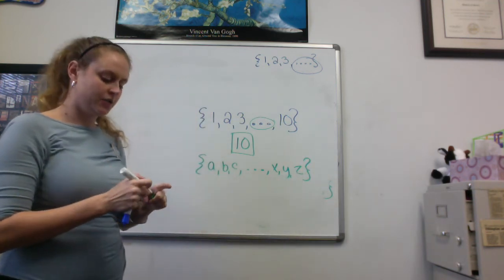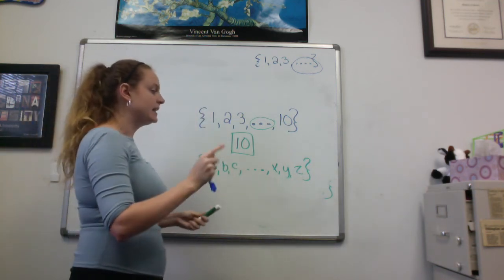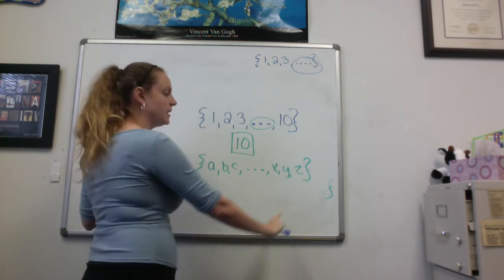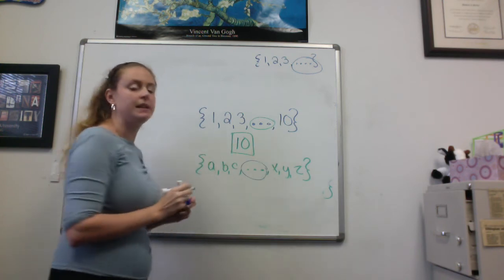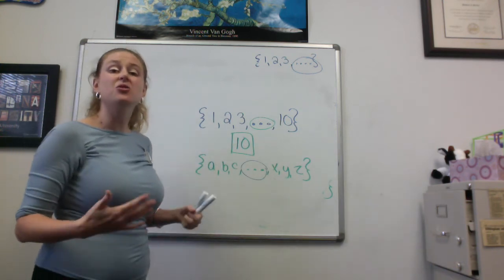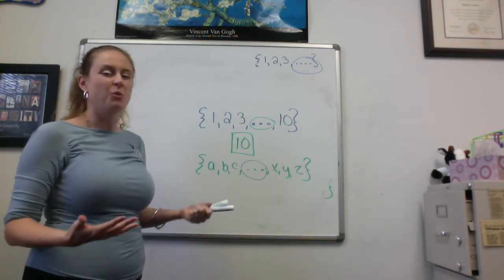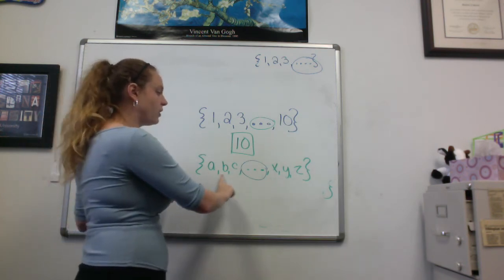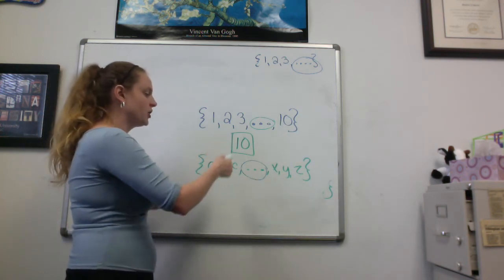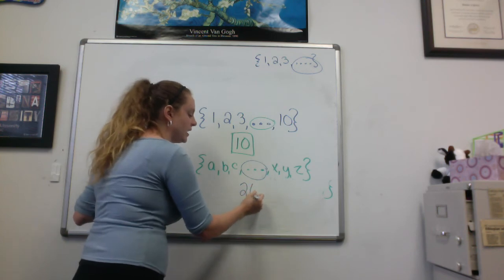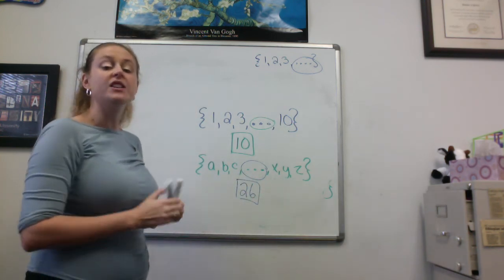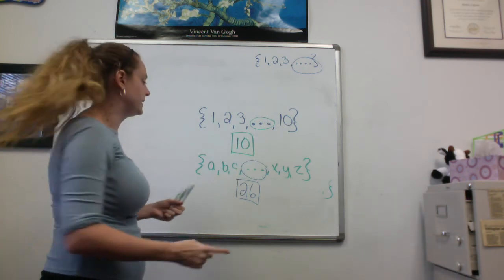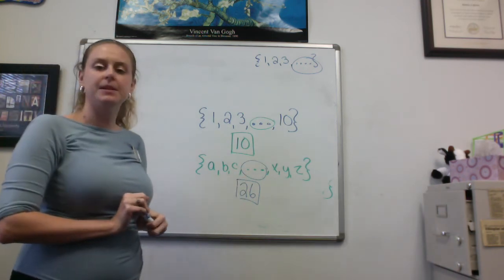These are the letters. Again, this set is not infinite because there's something at the very end. The ellipsis is in the middle, so that just means all the missing pieces. And you need to count the missing pieces. We were just lazy and didn't want to write them out. So these are all the letters in the alphabet. So the cardinality of this set is 26 because there are 26 letters in the alphabet. We just didn't want to write out all 26 symbols, so we used the ellipsis to help us in the middle.